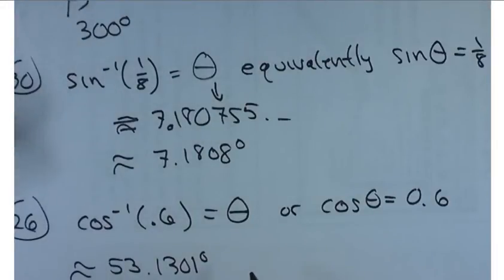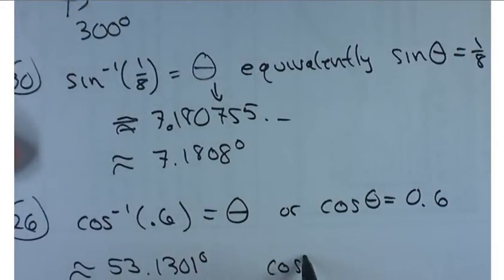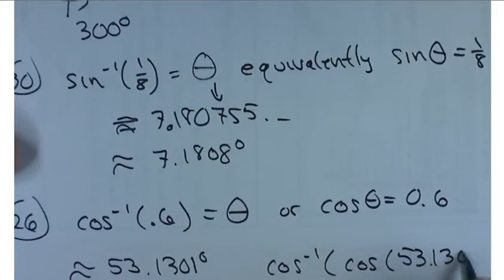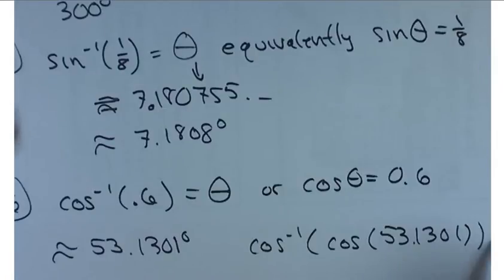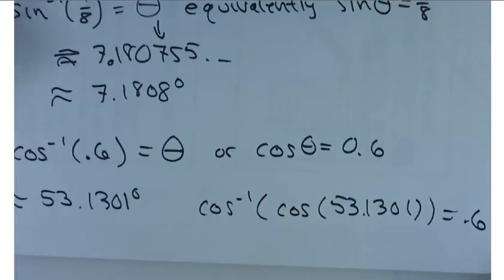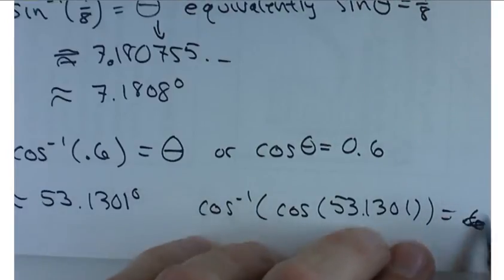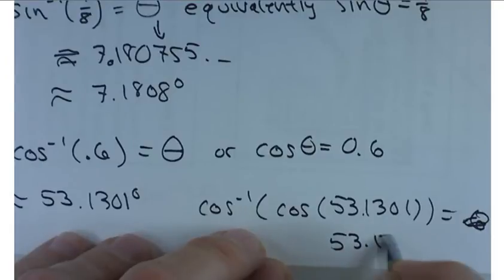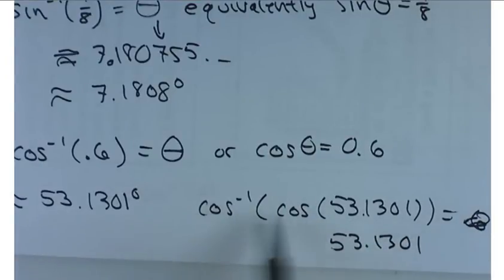Overall, what's that saying? It's saying the cosine inverse of the cosine of 53.1301. No, I guess I wrote that backwards. It'll still work. It's 0.6. These two functions, no, that's not right. That'd be 53.1301. These two functions are going to cancel each other out. What one does, the other one undoes. I should have written this in the other direction.